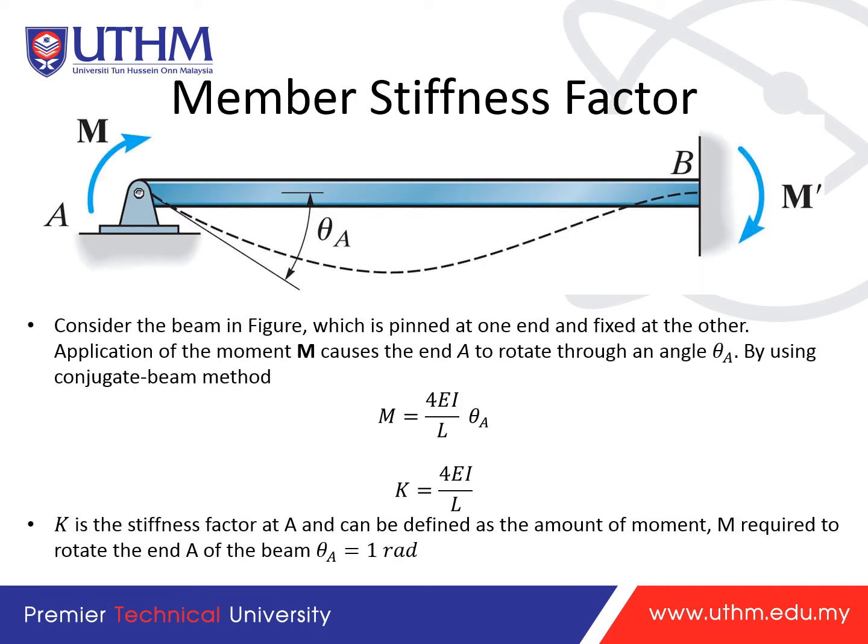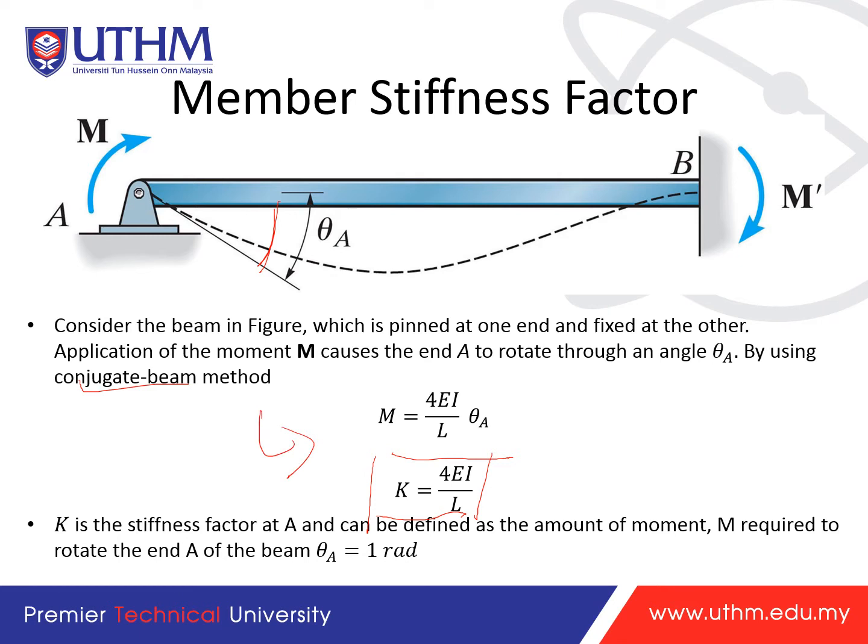Now the moment stiffness factor, you can see it here. Consider the beam in this figure, which is pinned at one end and fixed at the other end. Application of the moment causes the end A to rotate through an angle. By using the conjugate beam method, you will get K M equal to 4 EI over L times theta A. So you will get K is 4 EI over L.